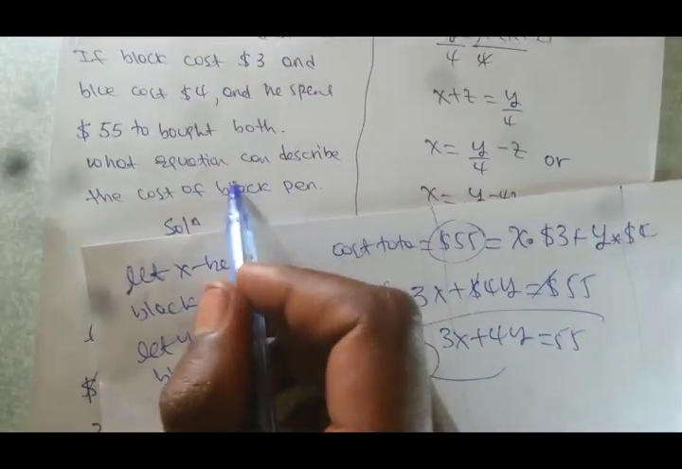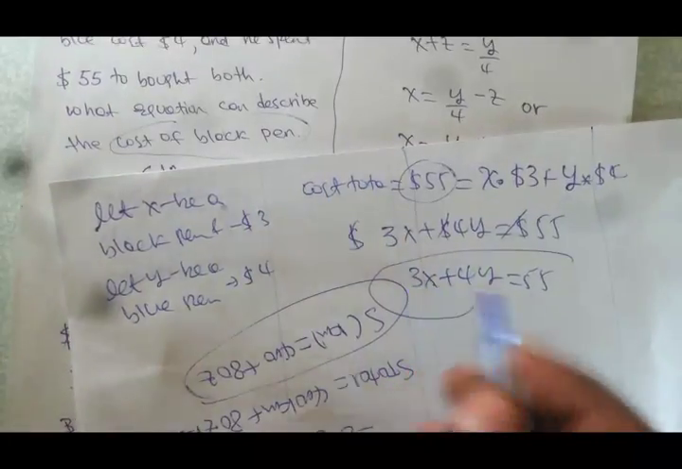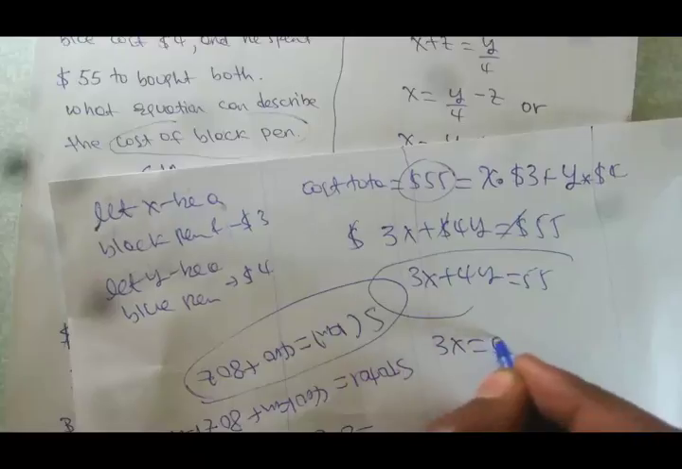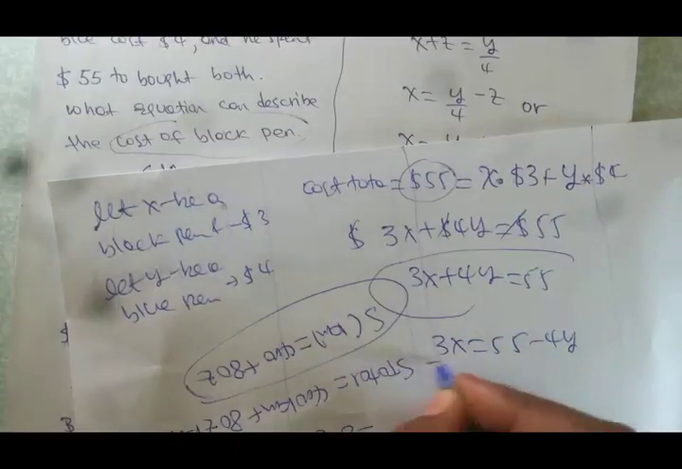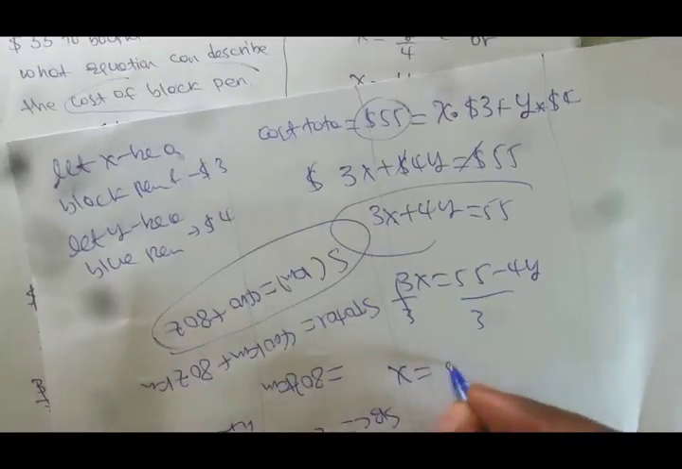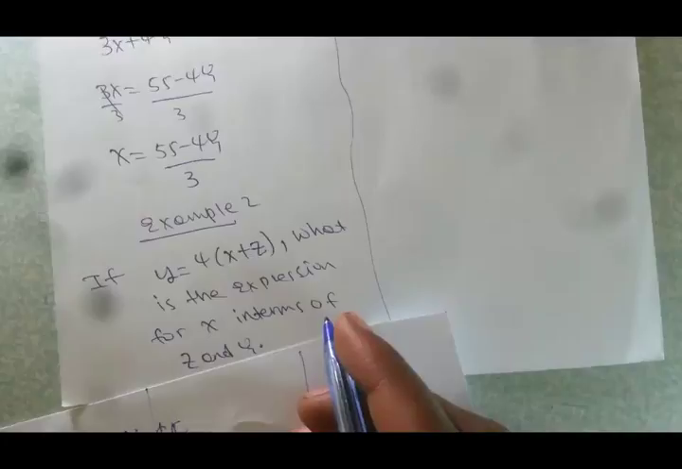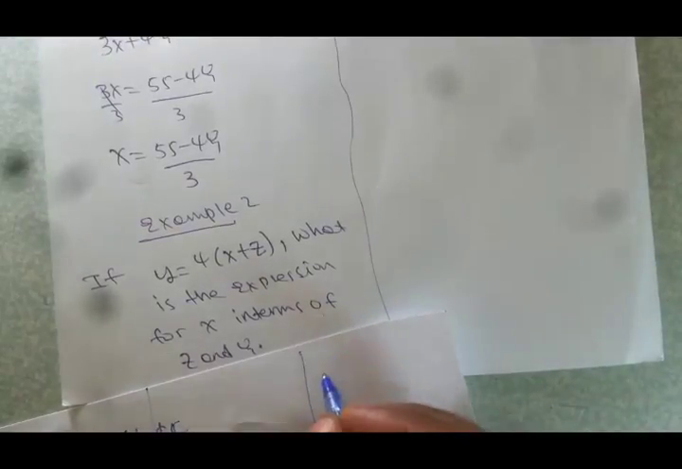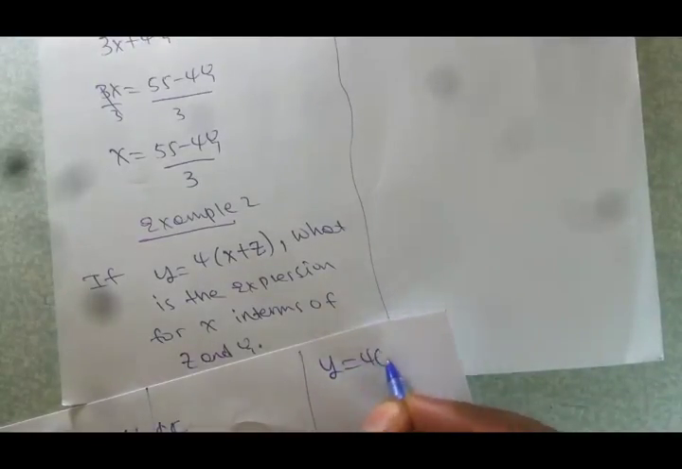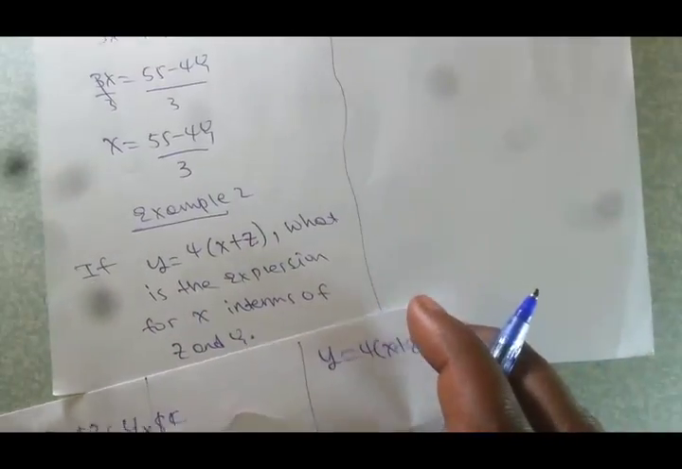We are asked to express the equation for X, the black pens. 3X is equal to 55 minus 4Y, over 3 over 3. Therefore X, the number of black pens, is given by 55 minus 4Y over 3. And example 2 is given. If Y is equal to 4 times X plus Z, what is the expression for X in terms of Y and Z?